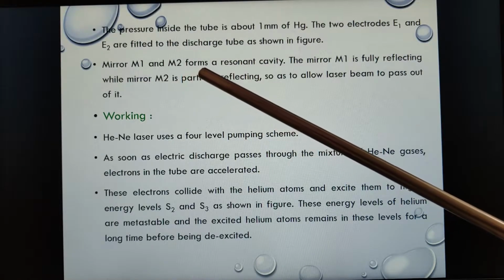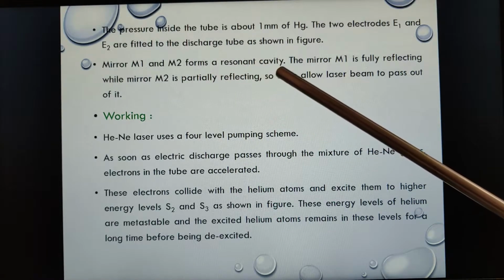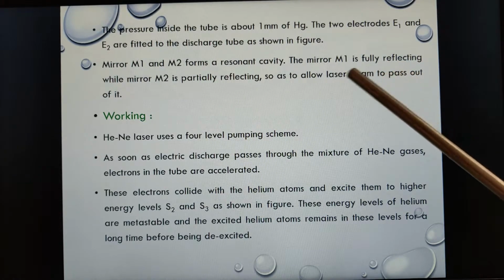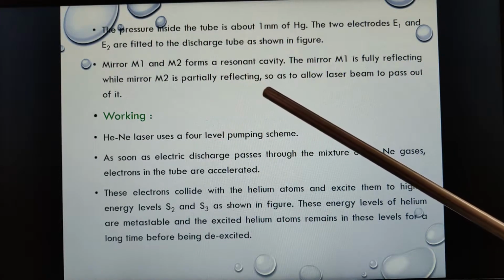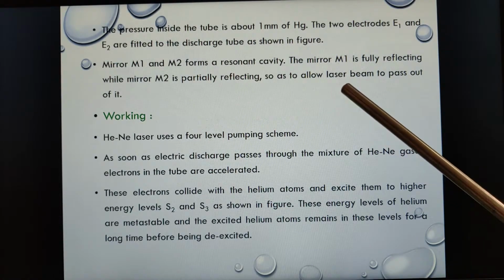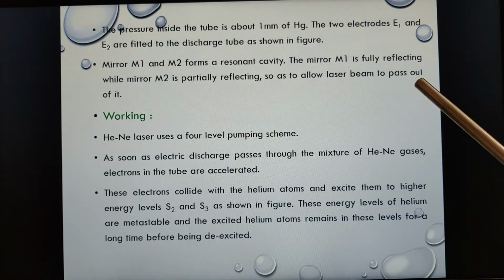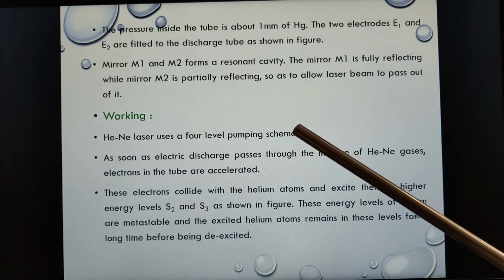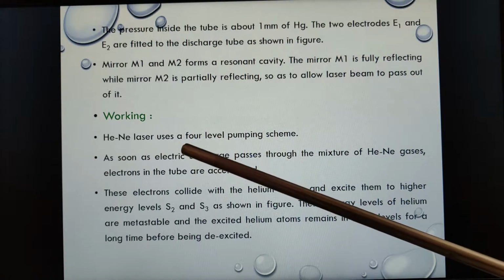Mirrors M1 and M2 form a resonant cavity. The mirror M1 is fully reflecting while mirror M2 is partially reflecting, so as to allow the laser beam to pass out through it. Then we see the working.